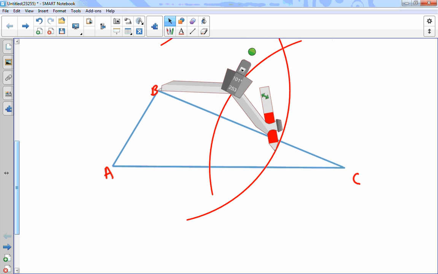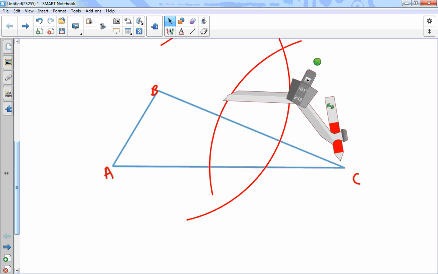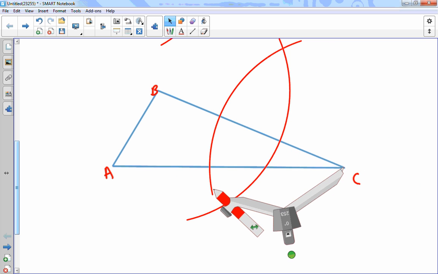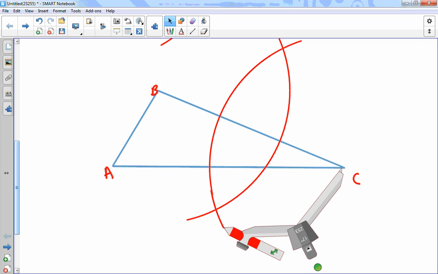What if the arcs don't intersect? What should I do? We just go back and fix it, keeping the width the same. You just line it up. Oops, I just changed my width. And fix it. There we go.